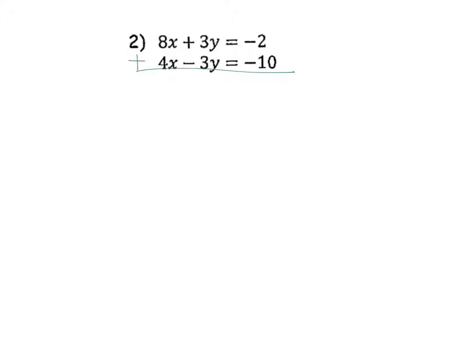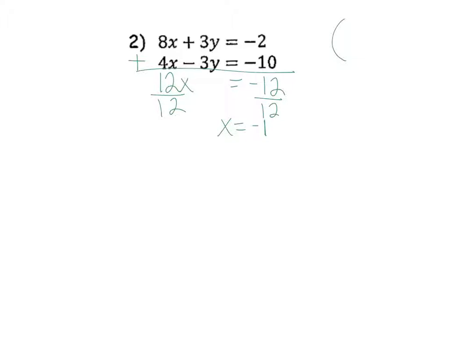Okay. 8x plus 4x makes 12x. 3y plus negative 3y is 0, nothing. Leave it blank. Negative 2, put your equal sign. Negative 2 plus negative 10. Not positive 12. Negative 12. So it's really easy to always get the first variable alone. What's my answer? 1 or negative 1?